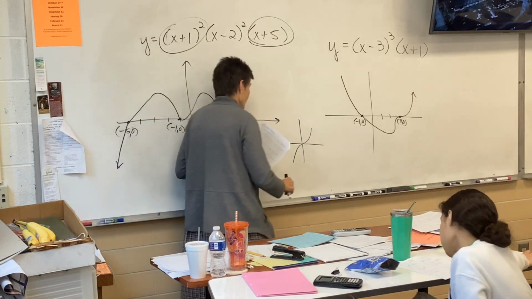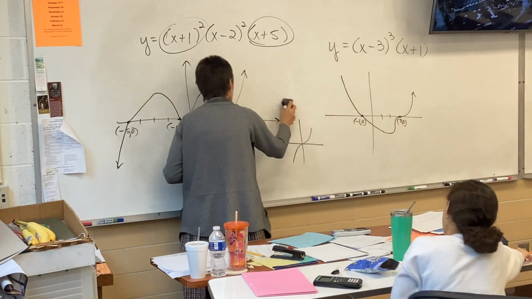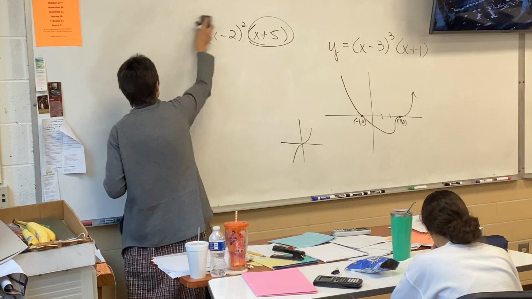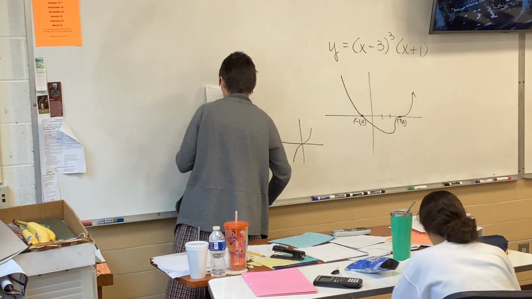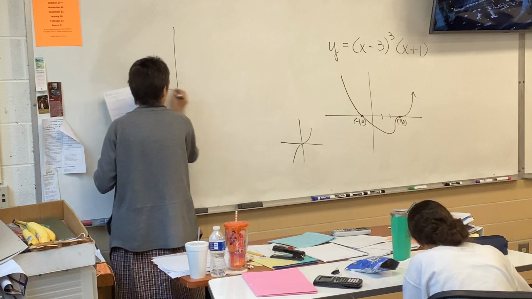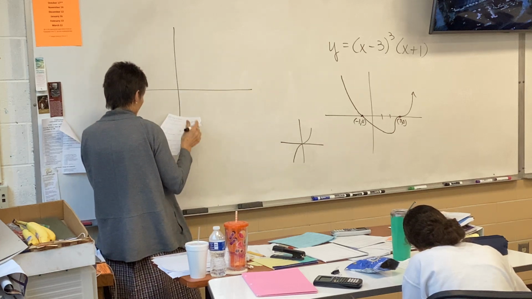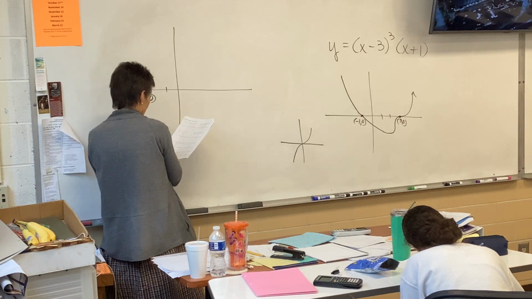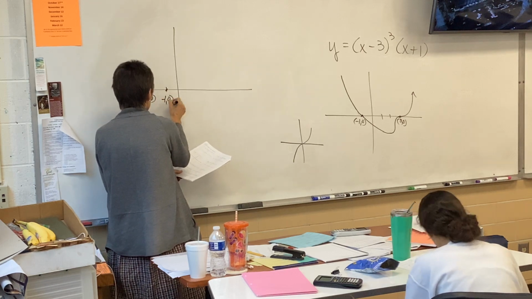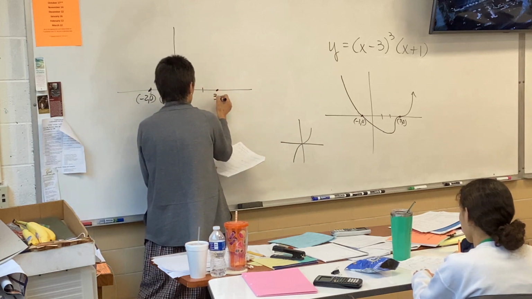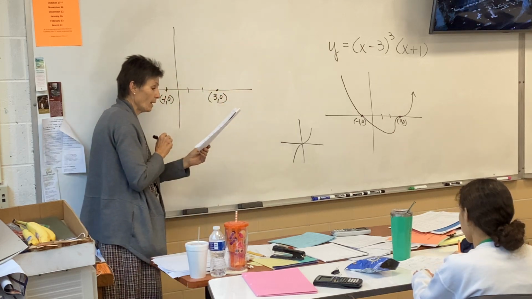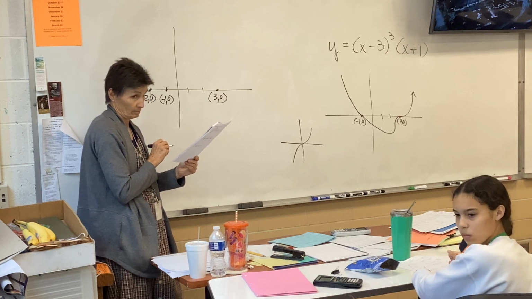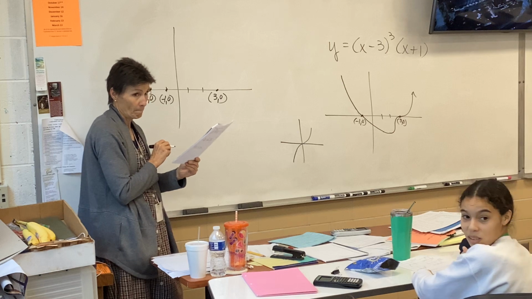All right, let's look at G. Tell me where the dots go in G. -2, -1, 3. So I've got one at -2. I've got one at -1. And I've got one at 3. Would everyone agree with that? No. Why not? -2 in front.